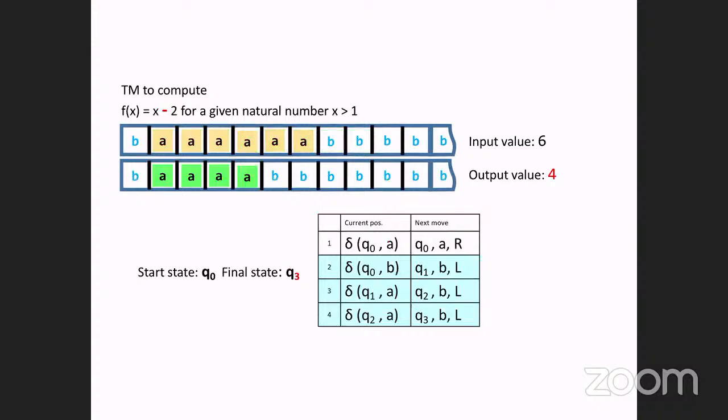How will I make a new machine to compute x minus 2? Well, suppose this can run for x greater than or equal to 2. Suppose I'm giving an input of 6 A's, it has to remove the last 2 A's. How will it run? It has to scan the entire 6 A's and then come back, make an A into a blank. Make this A also into a blank. This is how it'll do.